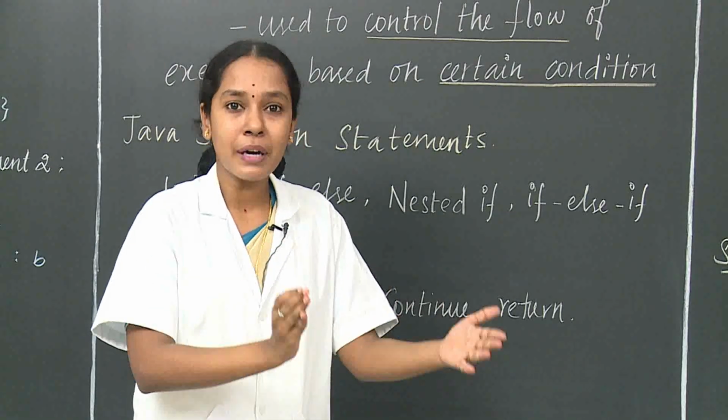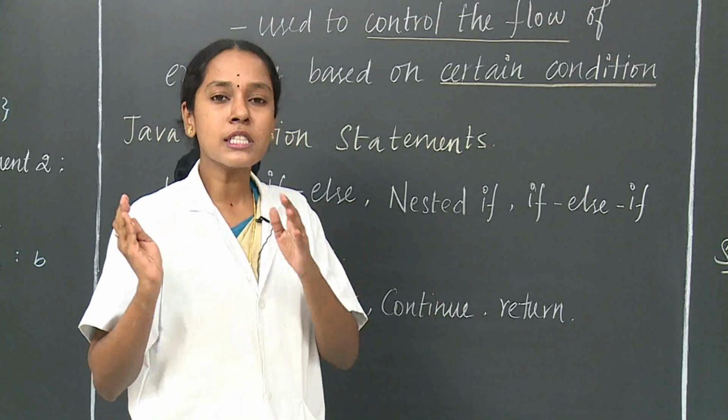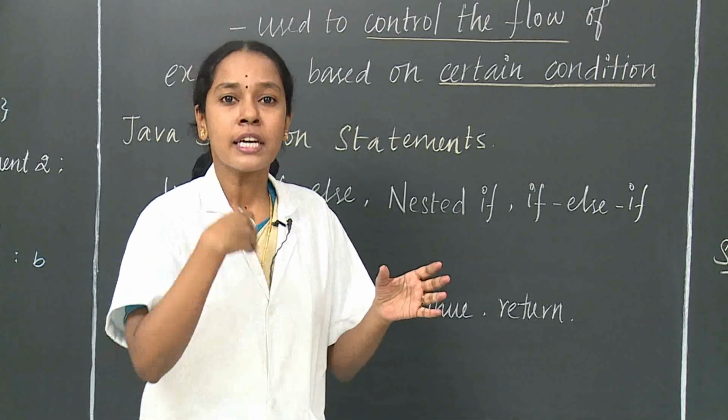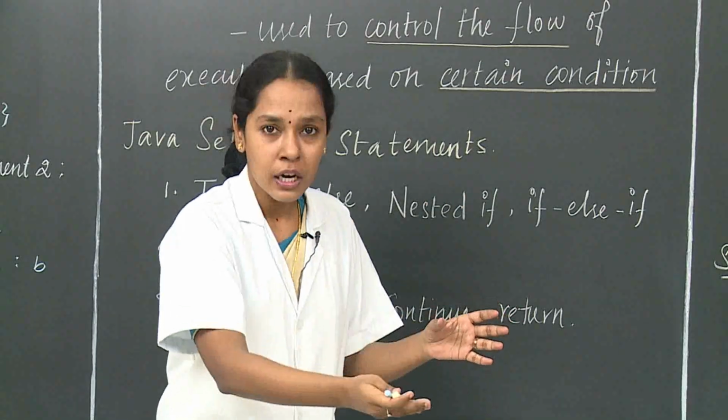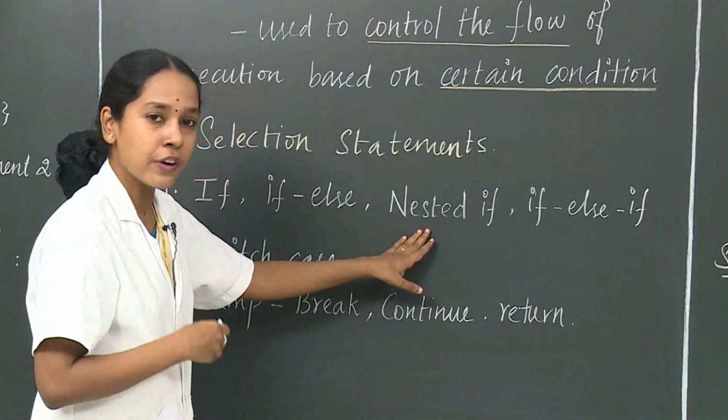The maximum condition has to be true. That is, if a condition is true, then it will execute another if. So if another if condition is true, it will execute another if. Likewise, the nested if will work.